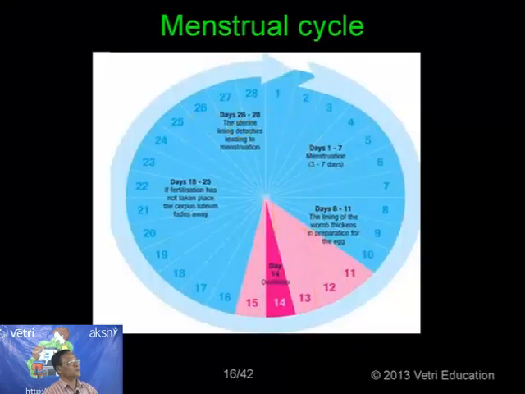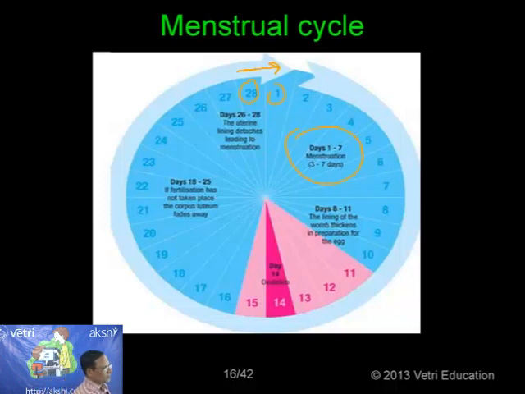Now here is some more illustration. This is the cycle of 28 days, showing cyclic changes. This is day 1 and this is day 28. If there is no fertilization, then what will happen? Days 1 to 7 is the duration given in different books and statistical data, but normally we can say 3 to 5. So days 1 to 7, that is menstruation, about 3 to 7 days.